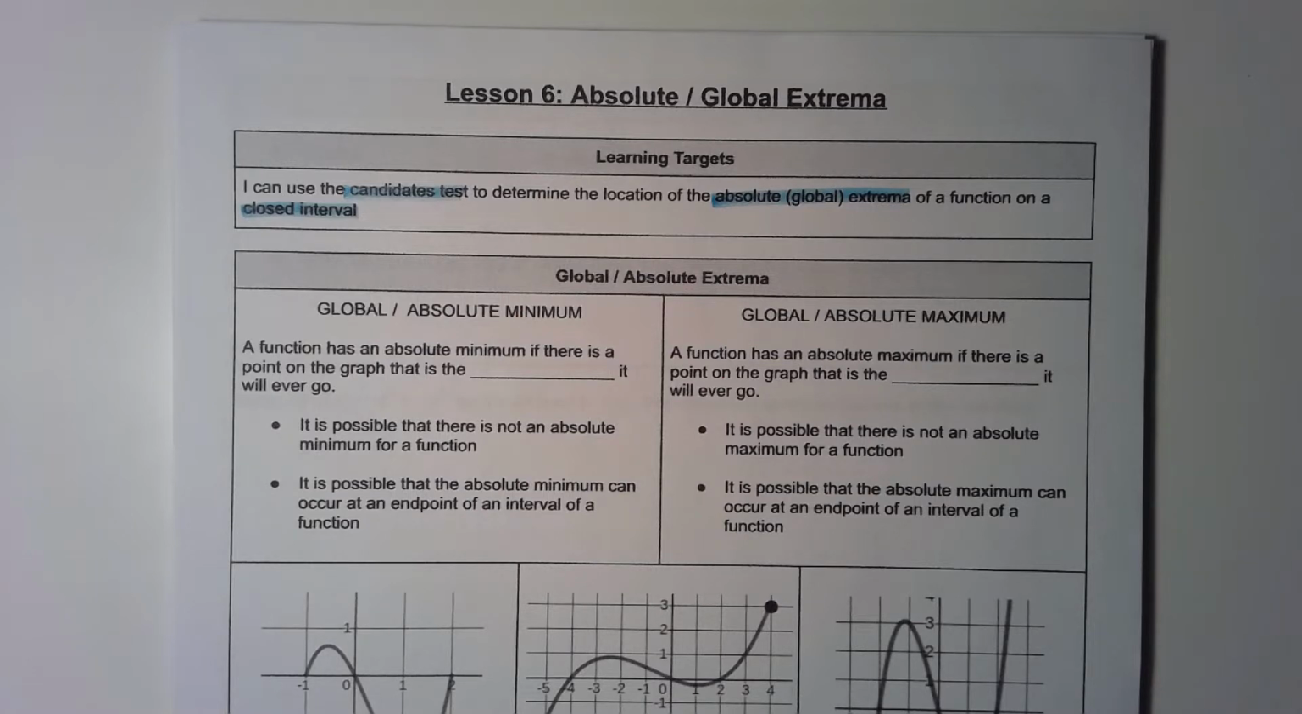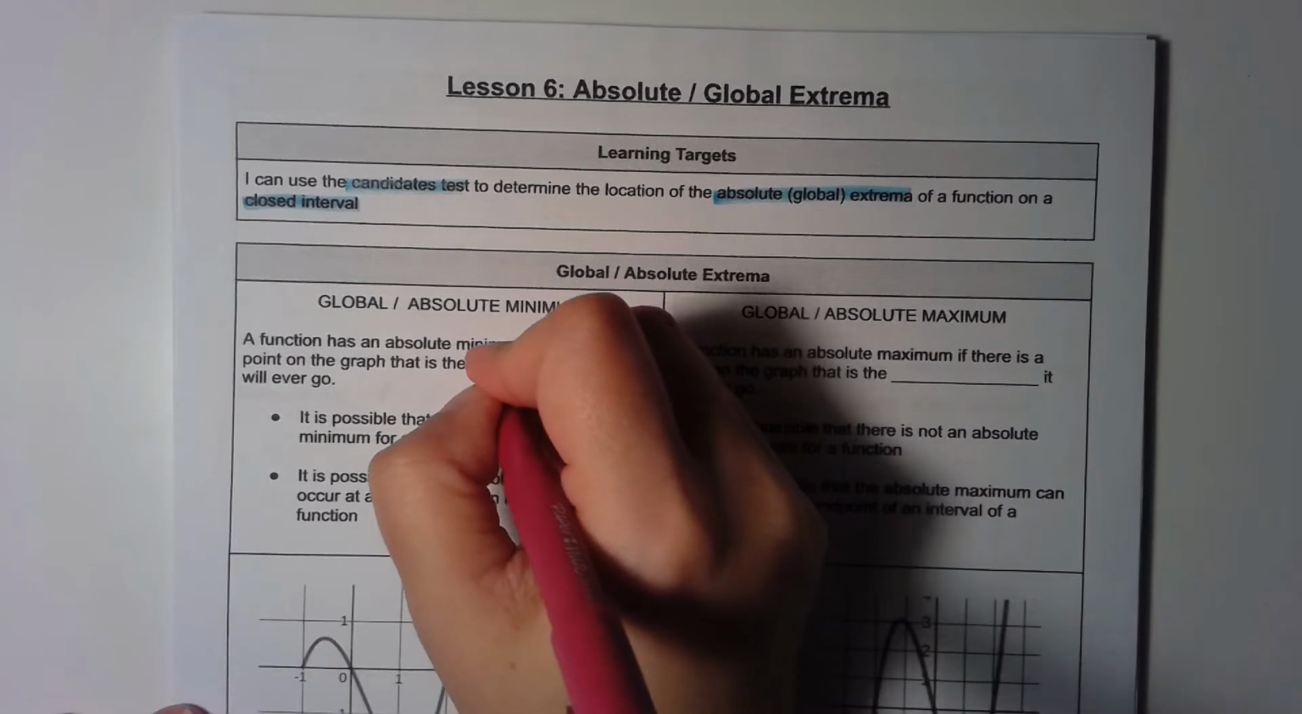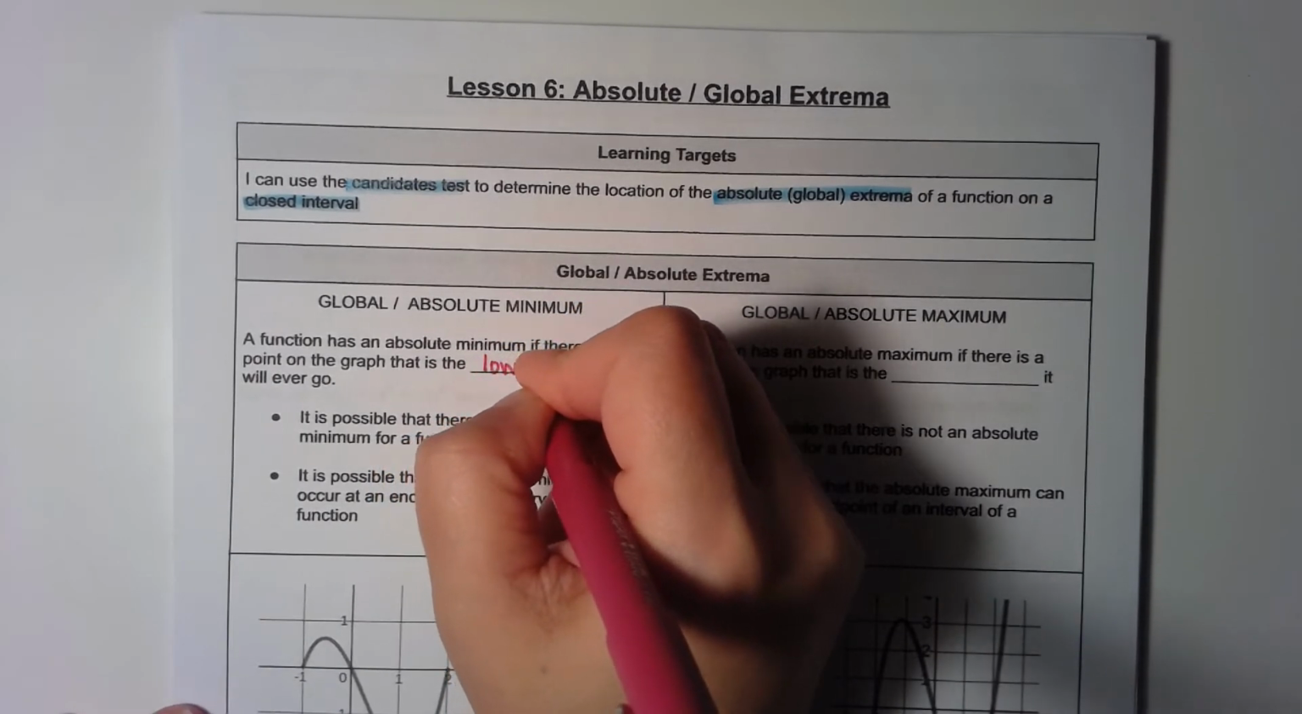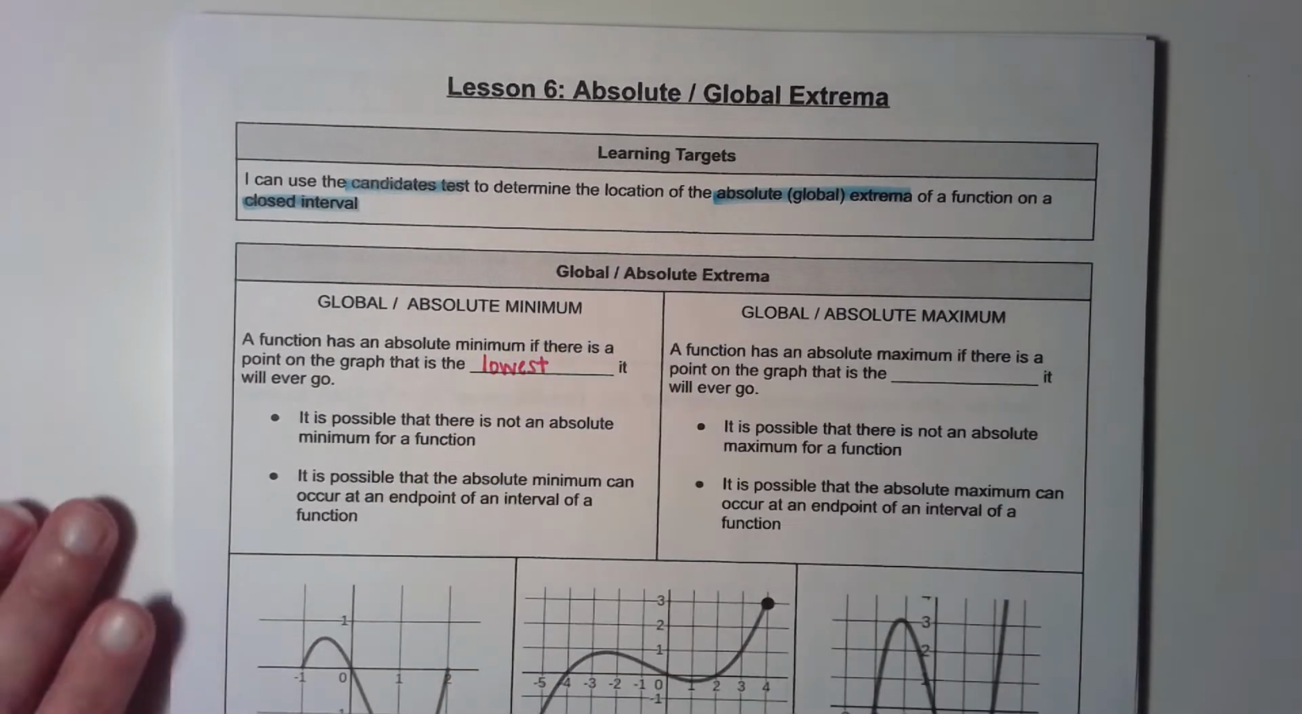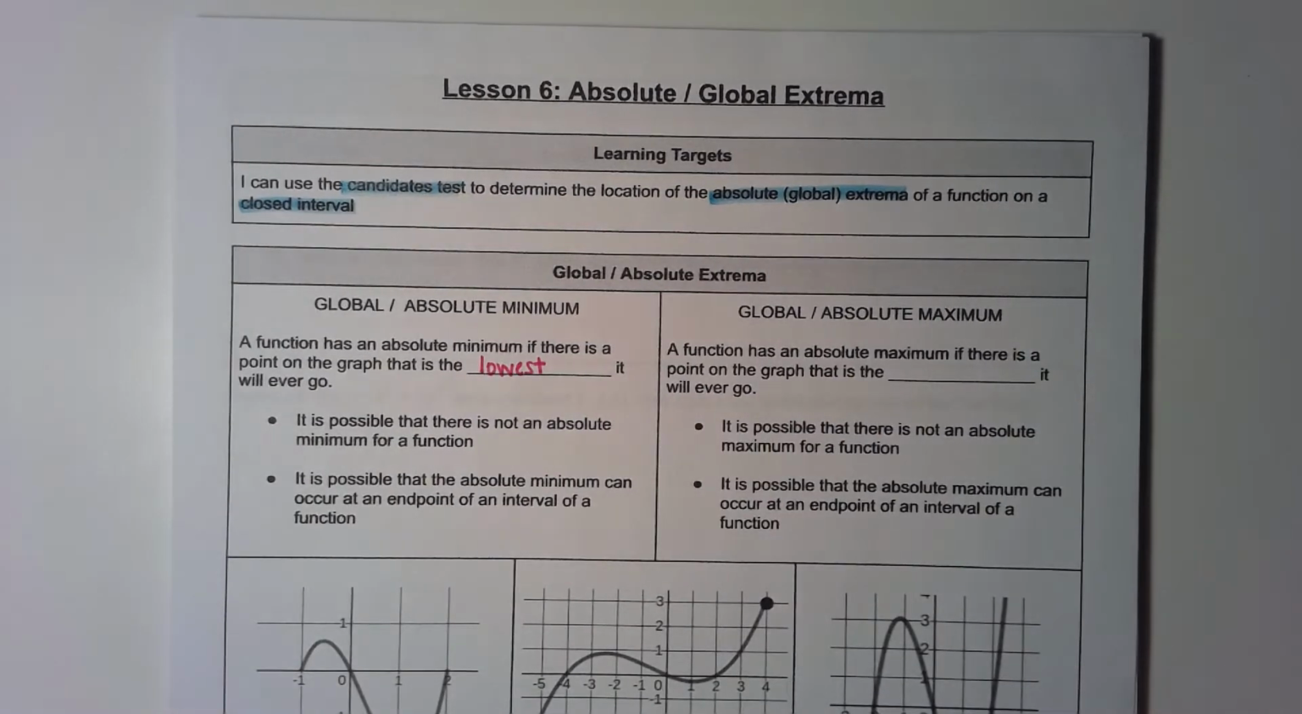Unlike a relative minimum, a function has an absolute minimum if there is a point that is the lowest the graph will ever go. Now, I said if there is a point because it is possible that there's not an absolute minimum for a function. There are some functions that are going to go down, down, down forever and ever and ever, and they're never going to reach a lowest point, in which case there is no absolute minimum.